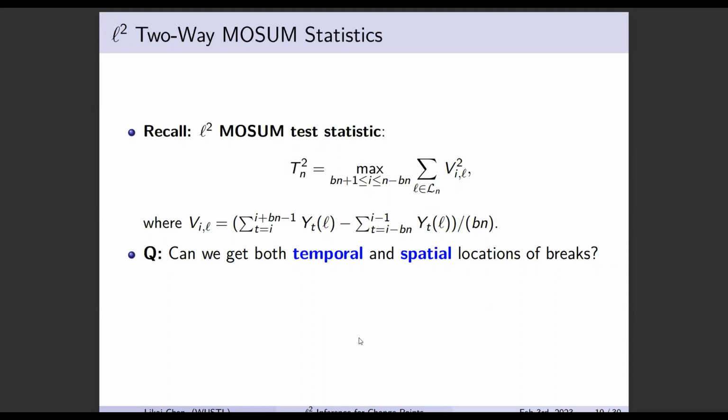Also, if only a subset of series jump, this method cannot tell us anything about the corresponding locations that have a break. So if I want to say more than just a temporal break, and also say something about the spatial locations, how can we do that?